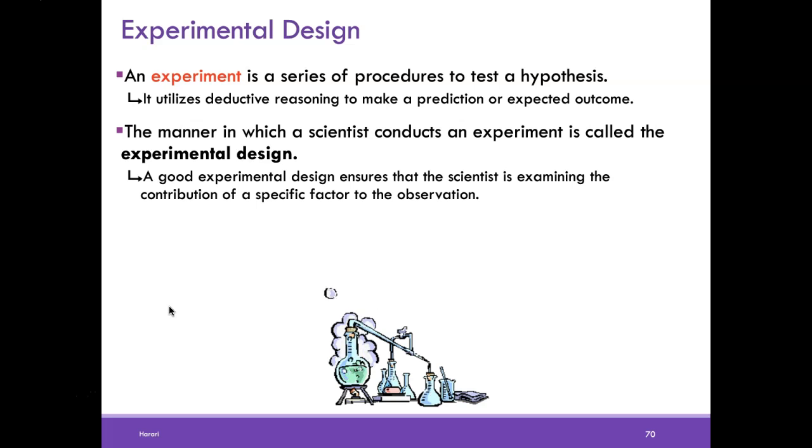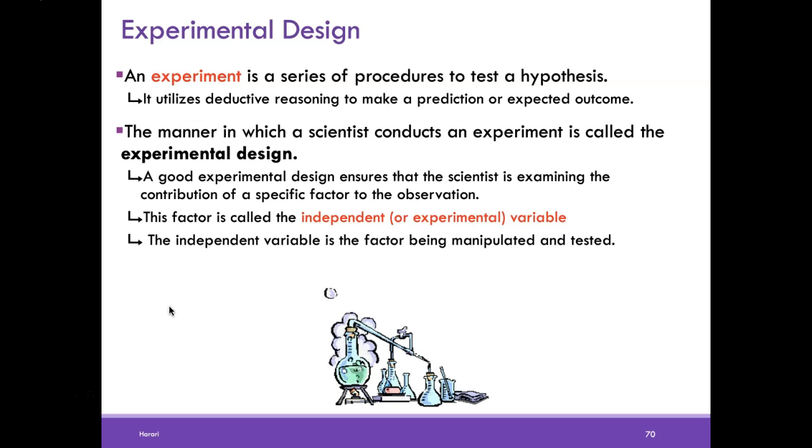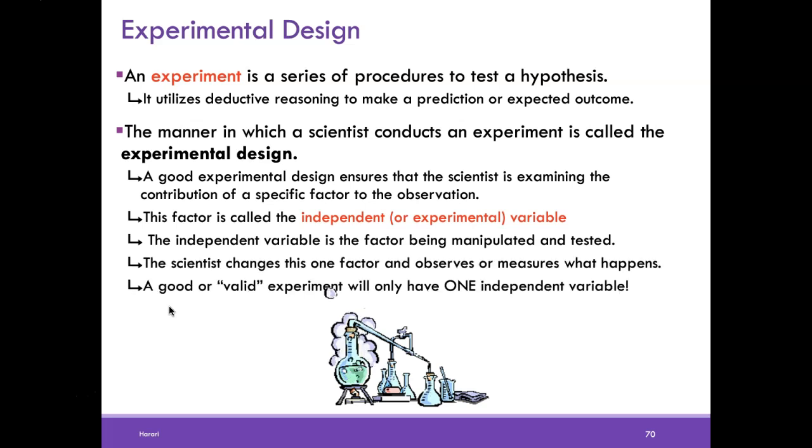A good experimental design really makes sure that the scientist is only looking at one factor at a time. This one factor is called the independent variable, or the experimental variable. You only want to modify one thing at a time. Right, so the independent variable is the factor that's being manipulated and tested. A good or valid experiment should only really have one independent variable.